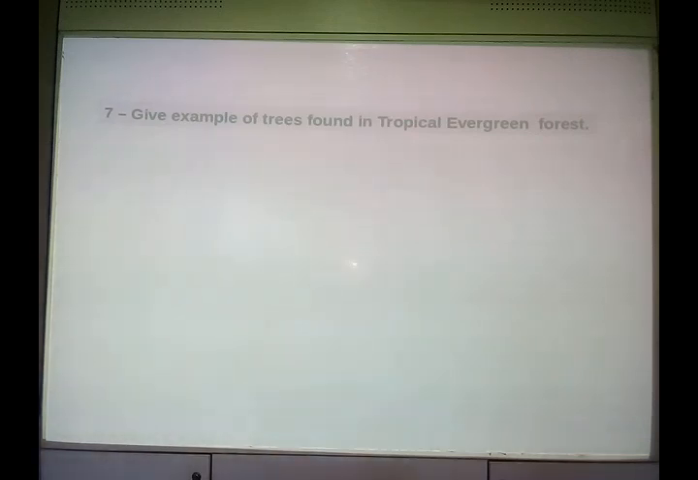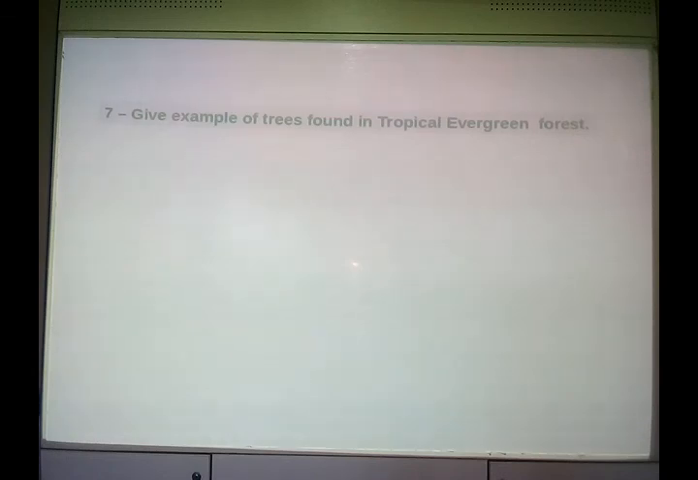Another question is, give example of trees. You have to give the example of trees which are found in tropical evergreen forest. So tropical evergreen forest, you have to give the example of trees which are found in tropical evergreen forest, right? I have already told you earlier also, rosewood, ebony, mahogany, all these hardwood trees, right, are found in tropical evergreen forest. And why are they called evergreen? Because they do not shed their leaves, right?